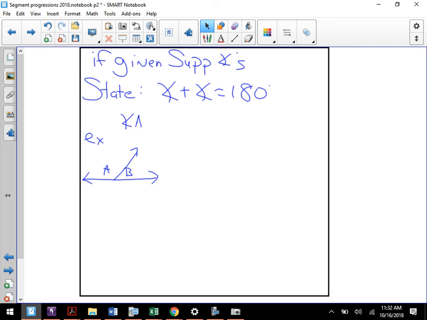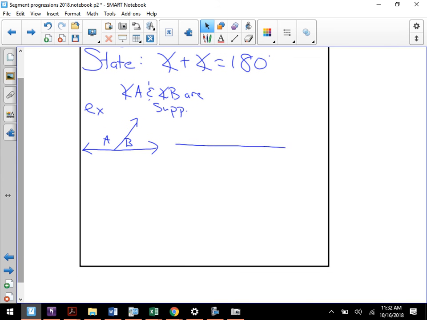And I say angle A and angle B are supplementary. Your statements and reasons would be very, very easy. Angle A and angle B are supplementary. Given. Well, according to the sheet that we just wrote down, I would then say angle A plus angle B has to add up to equal 180.